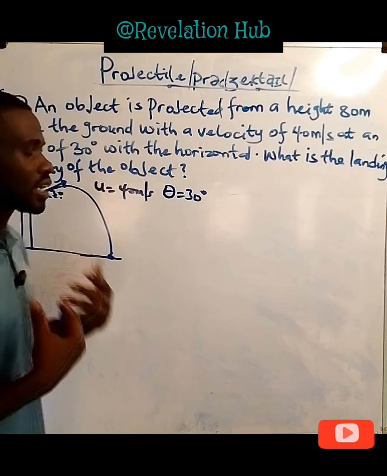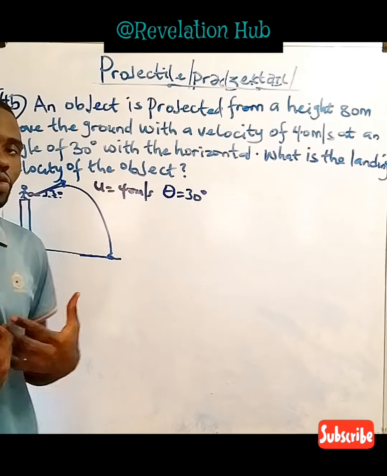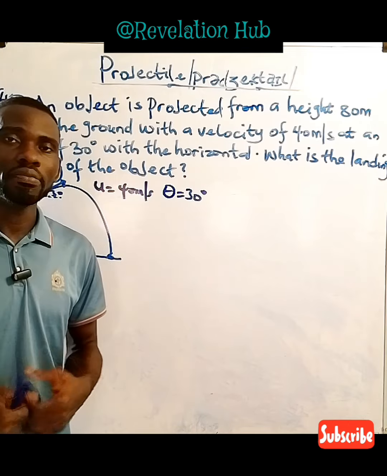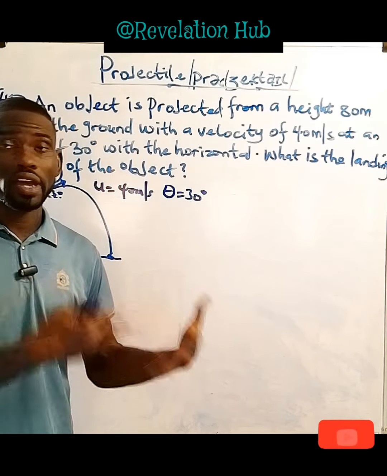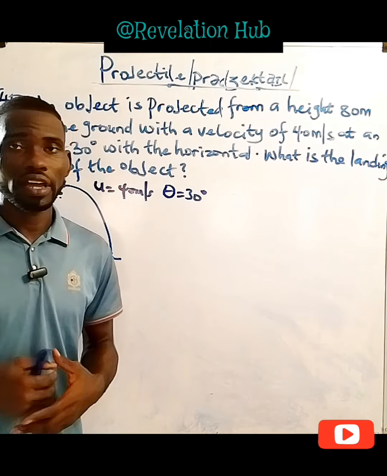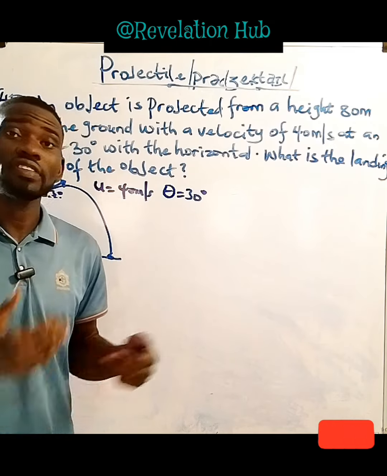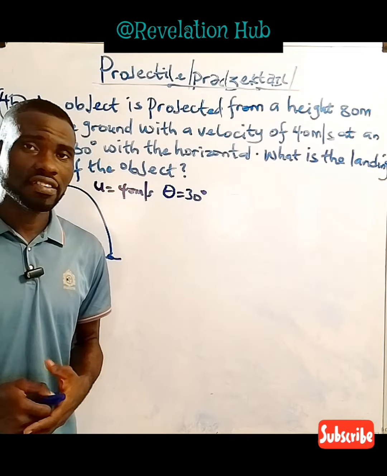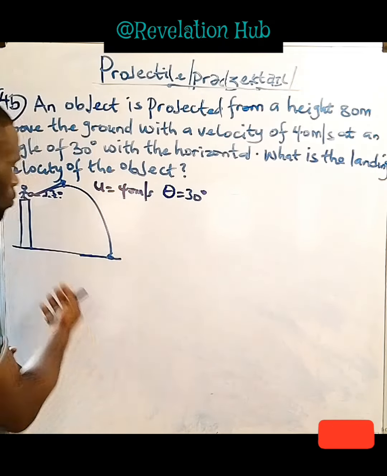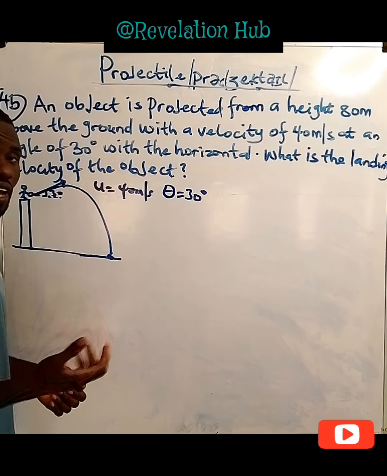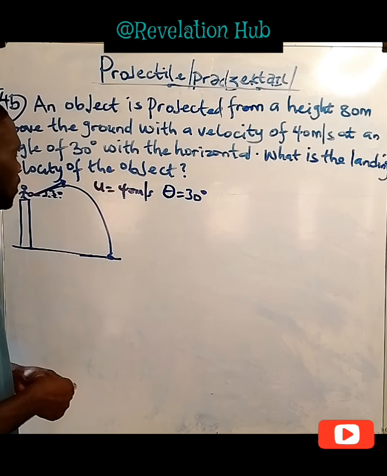Now don't forget that for us to get landing velocity, we will need two major components of velocities. We need the final velocity along the x-axis and the final velocity along the y-axis. Don't forget that the final velocity along the x-axis is the same thing as the initial velocity along the x-axis, because there is no acceleration on the ground. That's the reason. We've seen a couple of that in our previous lessons on projectile.